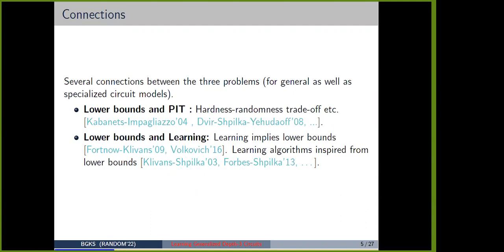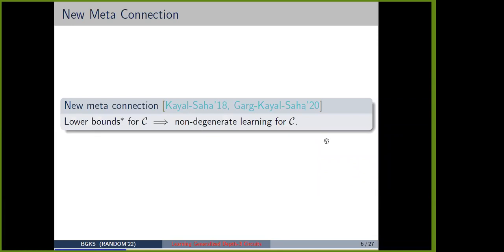There are several connections known among these problems. Let's look at a few. There are connections between lower bounds and PIT. These are known as hardness-randomness trade-offs, in which you can get lower bounds from PIT and PIT from lower bounds. There are other connections between lower bounds and learning algorithms. For example, there's a result by Fortnow and Klivans, which gives you lower bounds if you have a learning algorithm. And also, there have been a few learning algorithms which are inspired by lower bound techniques. In this talk, we'll look at a new meta connection which was put forward by Kayal and Saha and further worked on by Garg, Kayal, and Saha.